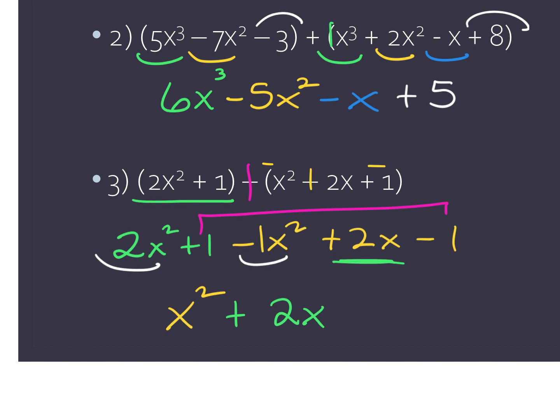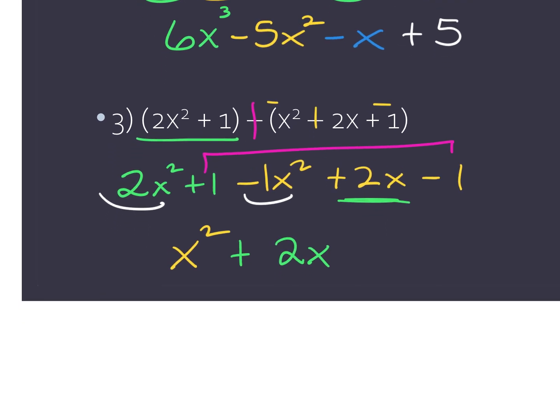Now, if it didn't specify standard form, technically, you could say it's 2x plus x squared. However, get in the habit of putting the higher exponent first and then do it like a countdown. This answer that's here is the standard form.